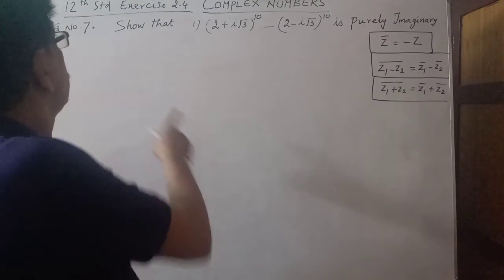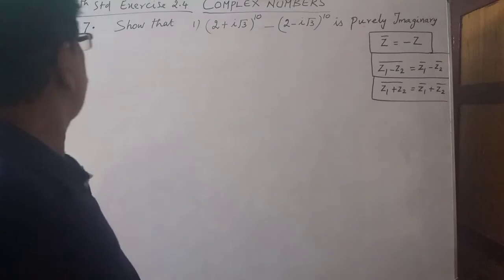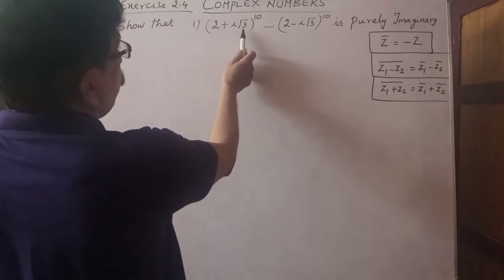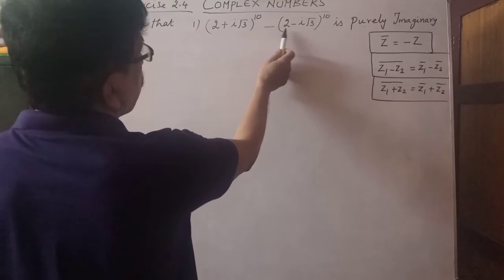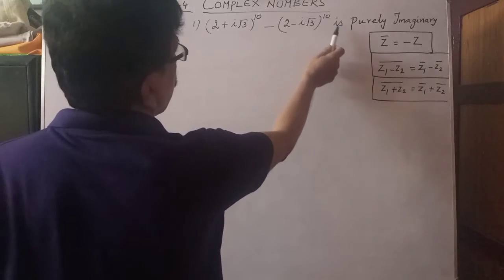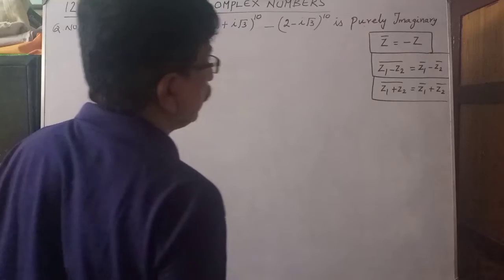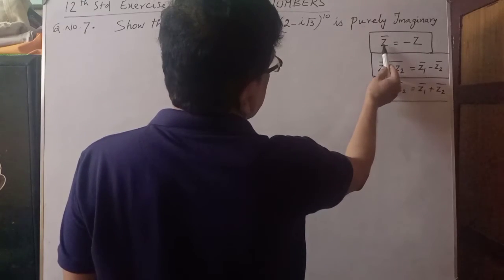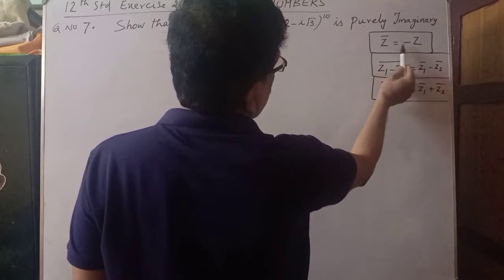Complex numbers, exercise 2.4, question number 7. Show that (2 + i√3)^10 − (2 − i√3)^10 is purely imaginary. This is the condition for purely imaginary: z̄ = −z.